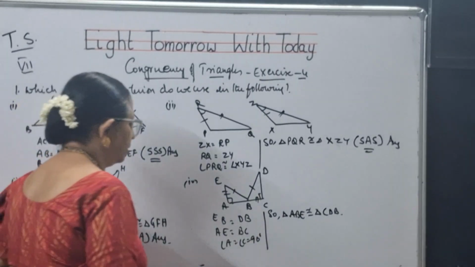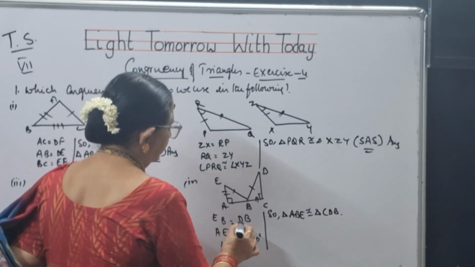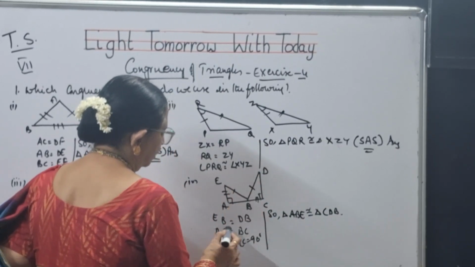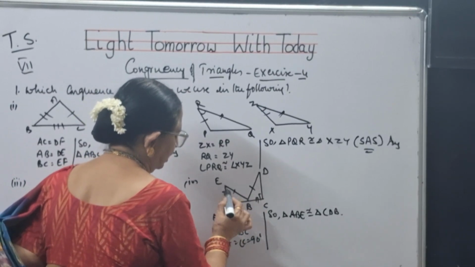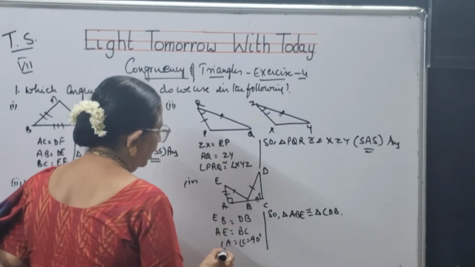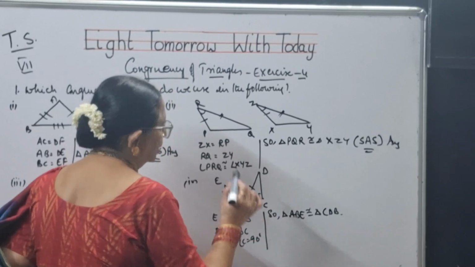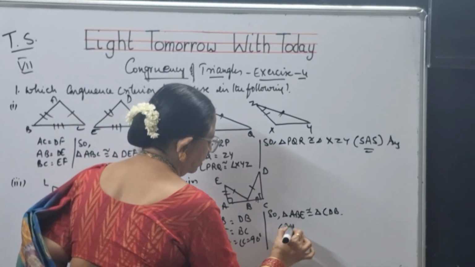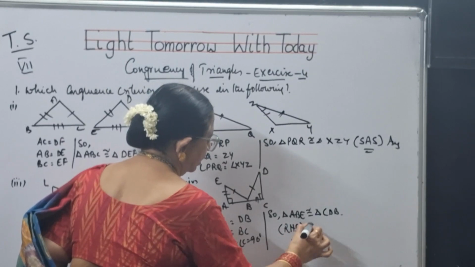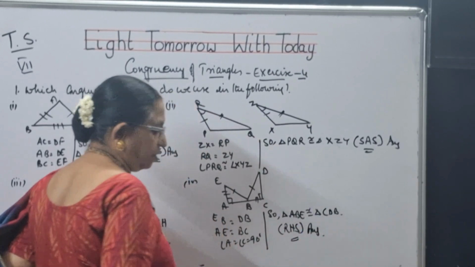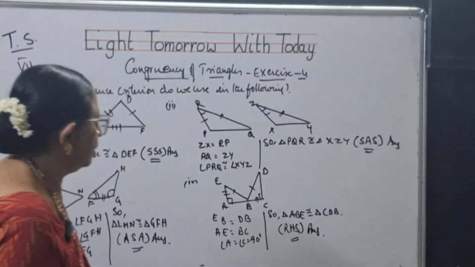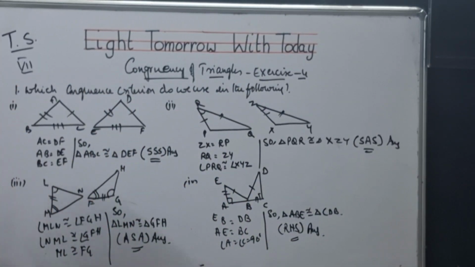Now fourth one. In this, EB is equal to DB. AE is equal to BC. Angle A is equal to angle C, 90 degrees. So, what is the property here, children? Definitely it is RHS property. Right angle, hypotenuse and side property. Basing on that, you can say that these two are congruent. Please note it down. This is the first problem, children.